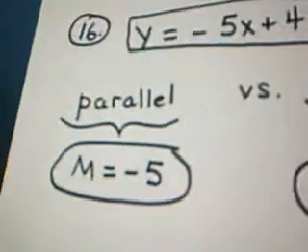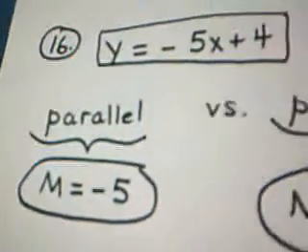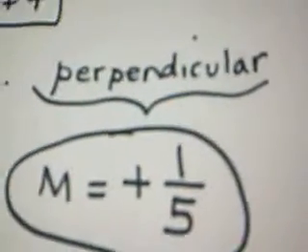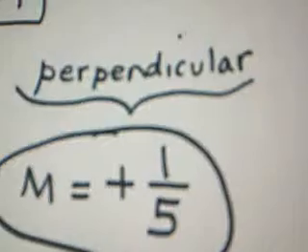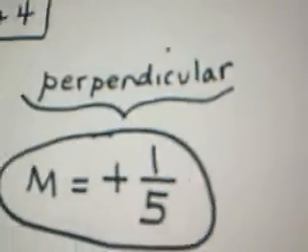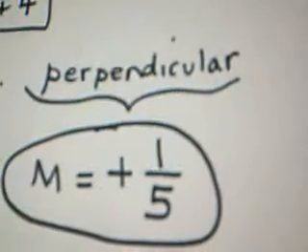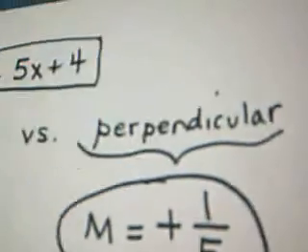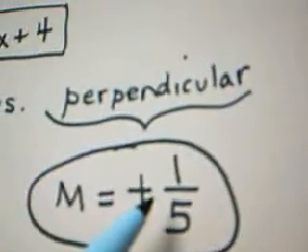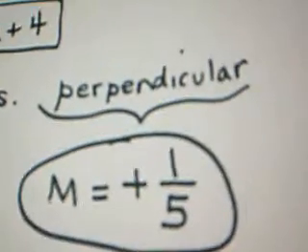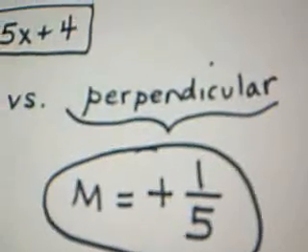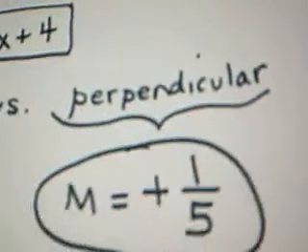So parallel means the slopes are equal. They're the same. Perpendicular means the slopes are opposite reciprocals. So that means you change the sign of the original number and you take its reciprocal. Another way to check that you've done perpendicular right is if you take the original slope and your new slope and multiply them together, you should come out with the answer negative 1. And if you took negative 5 and multiplied it by 1/5, you would get negative 1. That's a way to check it.